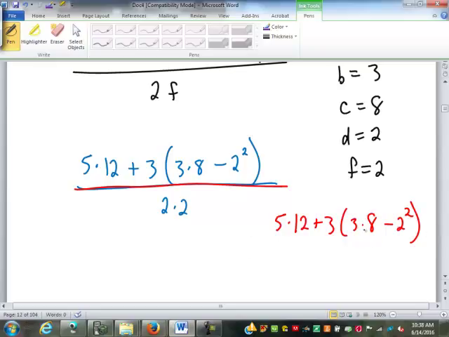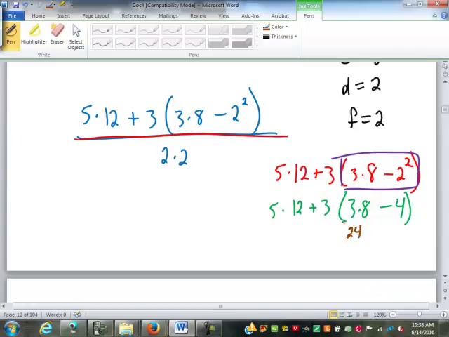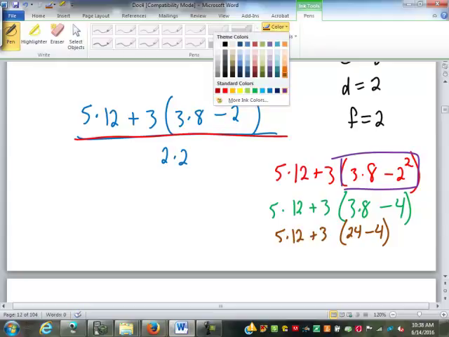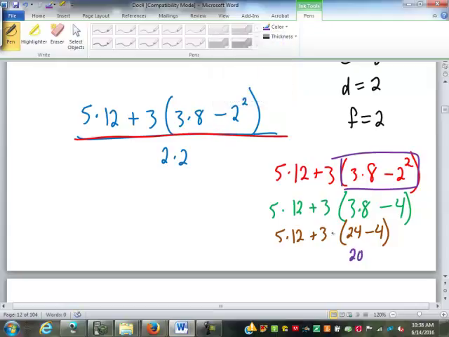Okay, so on the top here, we do have another enclosing symbol. We've got this parentheses, so we got to start in there. We're going to do the exponent first. 2 squared is 4. Then we're going to do the 3 times 8, which is 24. 24 minus 4 is 20. We can now get rid of the parentheses because we're down to a single number.